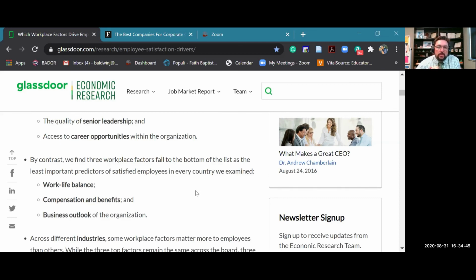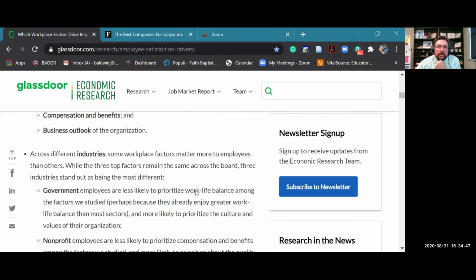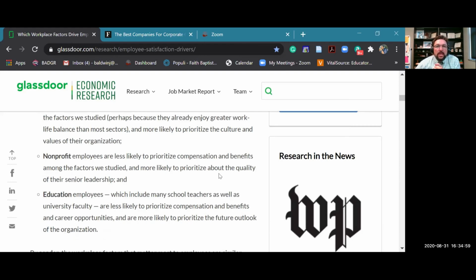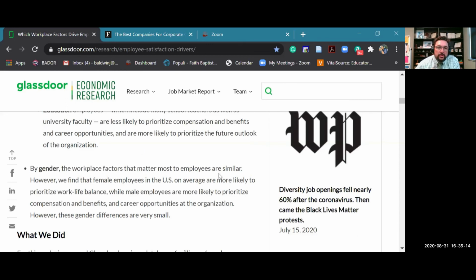Across different industries, some workplace factors matter more to employees than others. Government employees are less likely to prioritize work-life balance among the factors they studied. Nonprofit employees are less likely to prioritize compensation. You work for a nonprofit, you know you're going into it you're going to make less money. Education employees, which include many school teachers, are less likely to prioritize compensation and benefits. No one becomes a college professor to get rich.